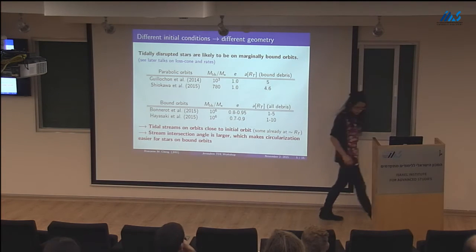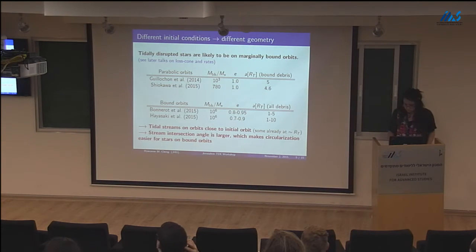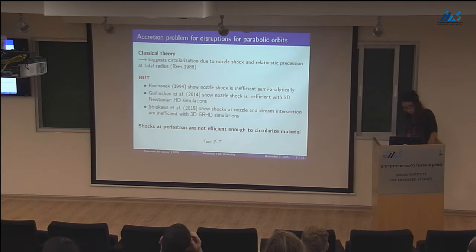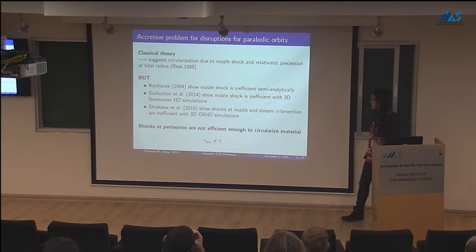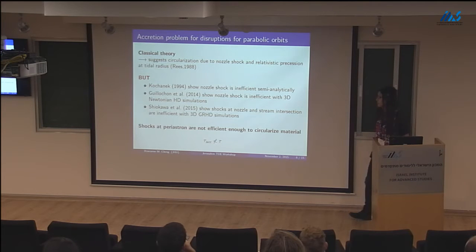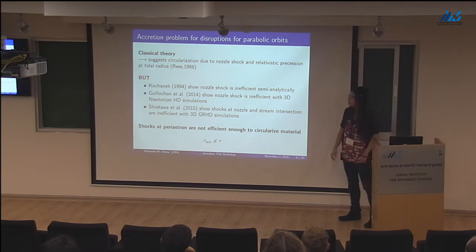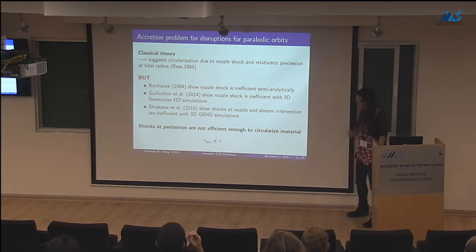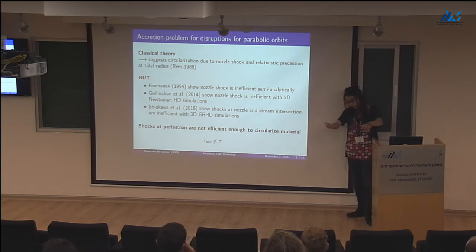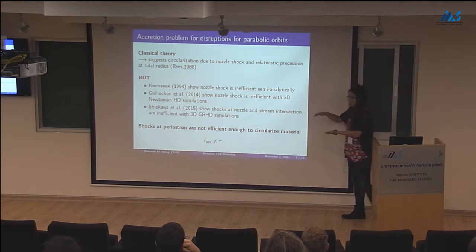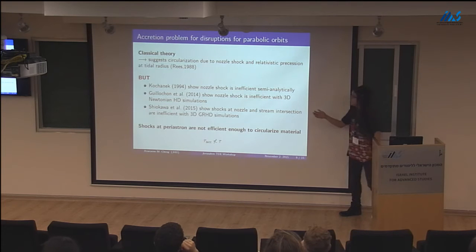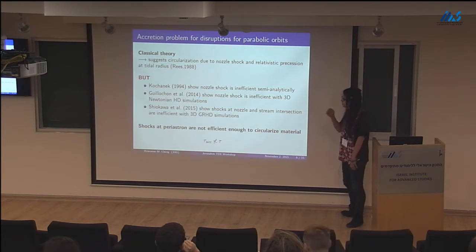So these are geometrically different simulations. For the remainder of this talk, I will focus on the accretion problem for disruptions on parabolic orbits. In the classical picture, when debris first returns, it'll focus at periastron, producing shocks known as the nozzle shock, and also shocks will occur with relativistic precession at the tidal radius.